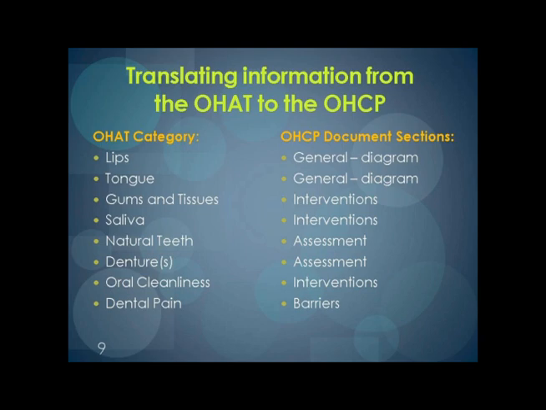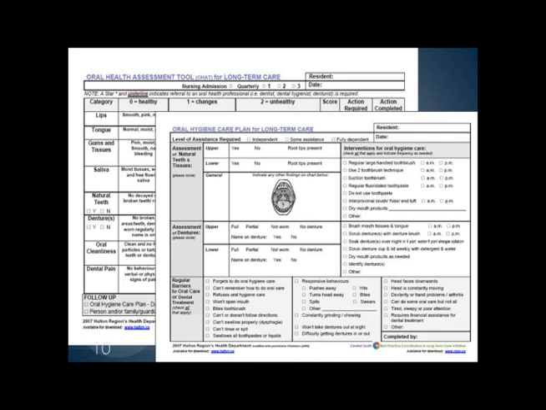The dental pain category of the OHAT and the regular barriers in the care plan are intertwined. Dental pain will usually result in responsive behaviors, particularly for residents with dementia. In this slide, the oral hygiene care plan has been superimposed over the OHAT to try to demonstrate the application of the OHAT category findings to the care plan.